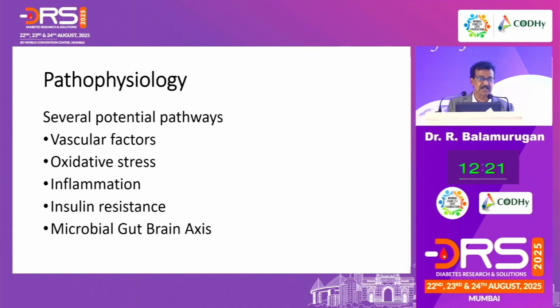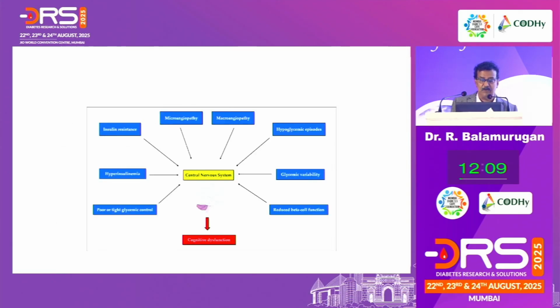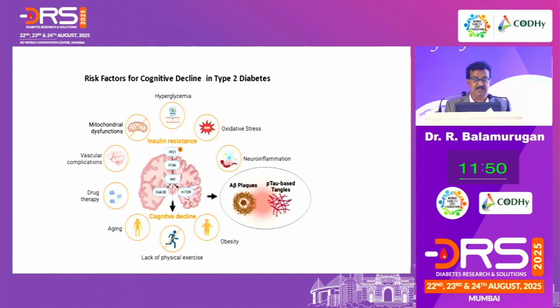When we talk about the pathophysiology, there are several potential pathways: vascular factors, oxidative stress, inflammation, insulin resistance, and the microbial gut-brain axis. Everywhere today, people are talking about the microbial gut-brain axis. If you look at the central nervous system, what are all the various factors which can contribute to cognitive dysfunction? As I already said, microangiopathy, macroangiopathy, hypoglycemia, hyperglycemia, glycemic variability, and poor or tight glycemic control can all lead to cognitive dysfunction.